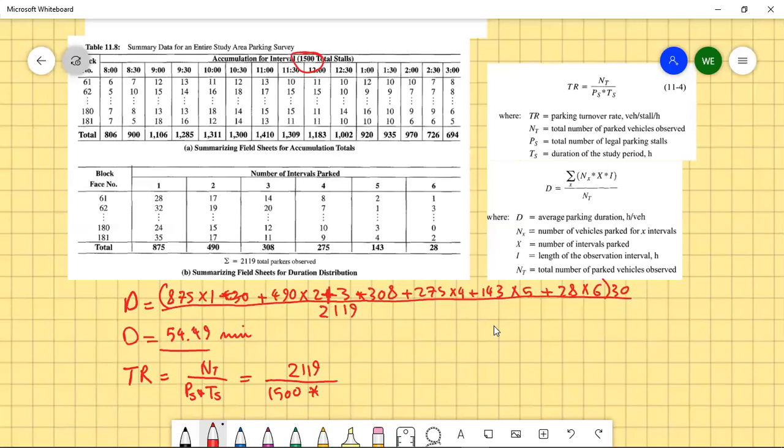We had from 8 o'clock to 3 p.m., so this is 7 hours. So we will have 2119 divided by 1500 divided by 7. This is going to be 0.202 vehicle per stall per hour. So that's the rate: for each stall per hour there is 0.2 vehicle. That means the demand is just right. The demand is not exceeding the supply here.